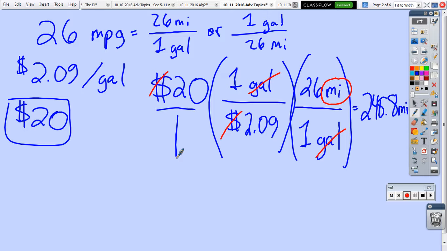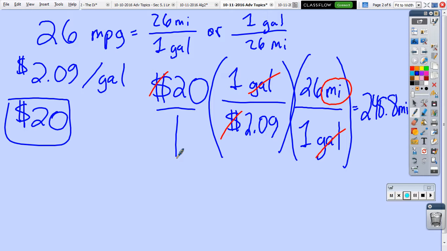I have a question. Are you just multiplying? Yeah, when you do this, you just multiply in fractions. So you can go 20 times 26 all over 209, or you can go 20 divided by 209, whatever that is, times 26. You should arrive at the same answer.